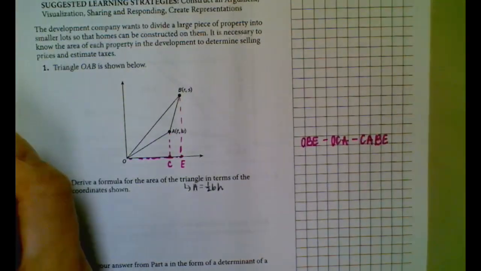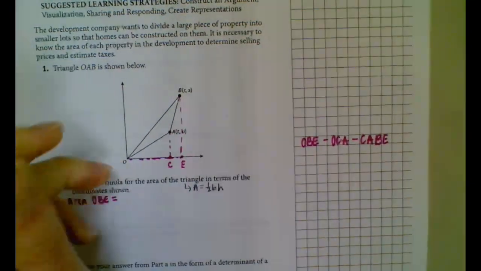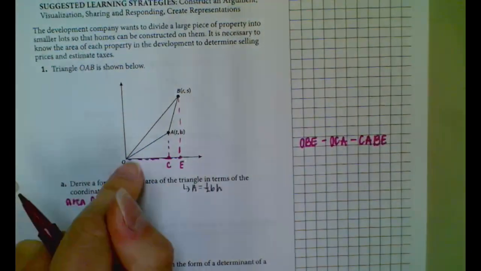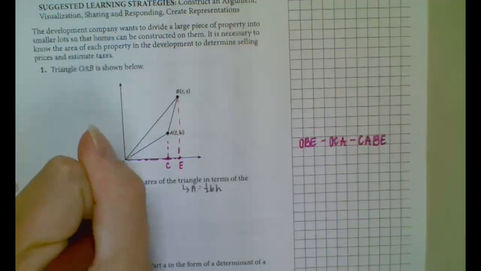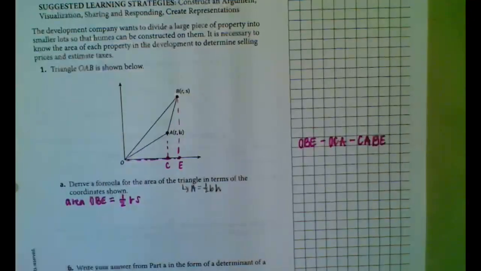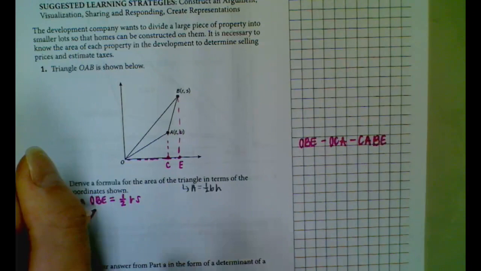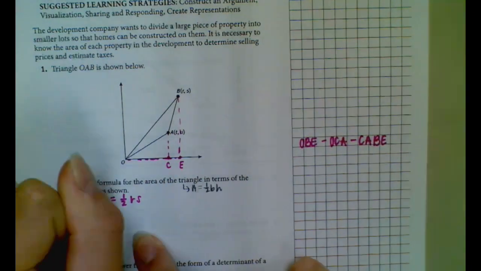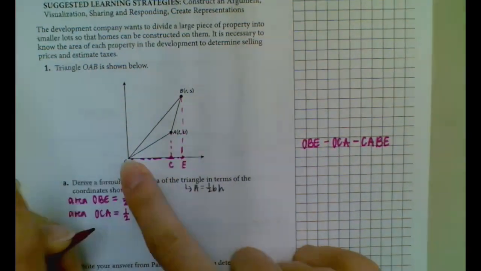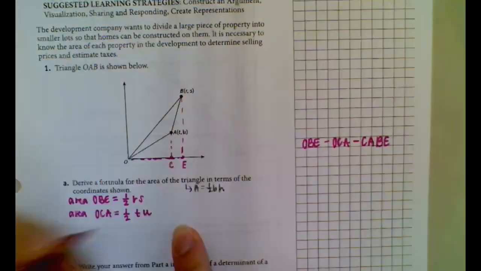We've got the area of OBE, we have to find that. So OBE will be a half. The base of that is this distance from here to here, which is R. And then the height is the distance from here to here, which is S. Then we're going to need the area of OCA, which is another right triangle. So I have a half, that base is T, and that height is U.